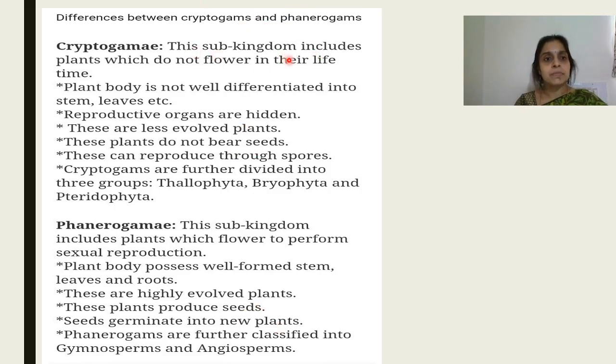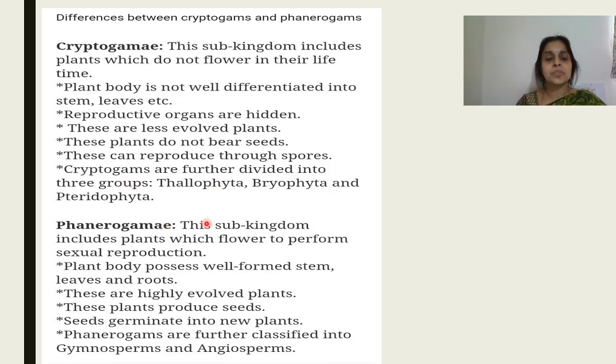Cryptogamy: this sub-kingdom includes the plants which do not bear flowers, so they do not flower in their lifetime. The plant body is not well differentiated into stem and leaves. Reproductive organs are hidden. They are less evolved plants, lower plants. They do not bear seeds, so they are seedless plants. They reproduce by producing spores. Three subdivisions, thallophyta, bryophyta, and pteridophyta, as you can see in the flow chart.